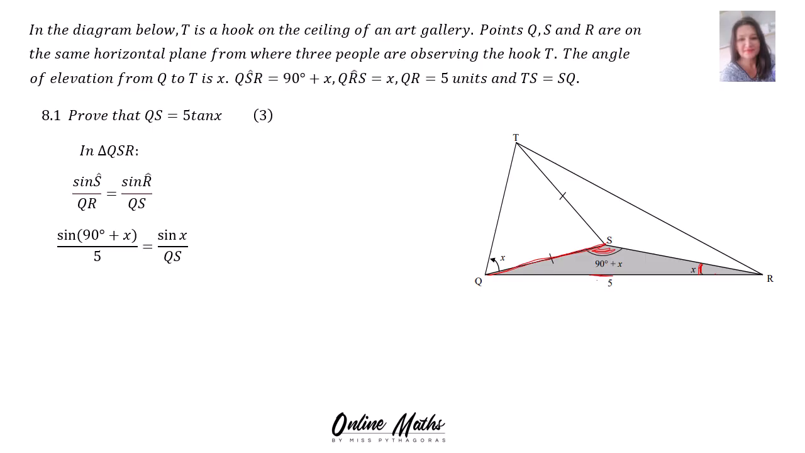Then what's important here is this sine 90 plus X. That is a reduction formula and it can be reduced to cos X. And then in the next step, we want to make QS the subject of the formula. So what we do is we cross multiply and we get that QS is 5 sin X over cos X and sin X over cos X is tan X. So where's the marks for using the sine rule, the substitution and the answer?